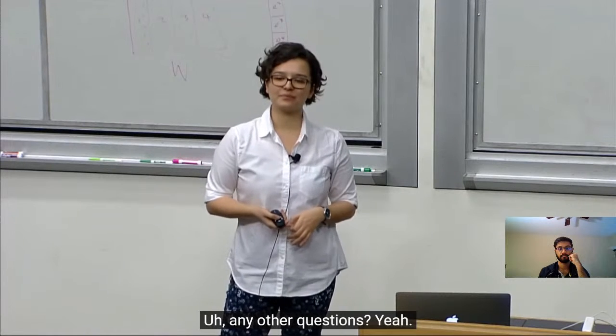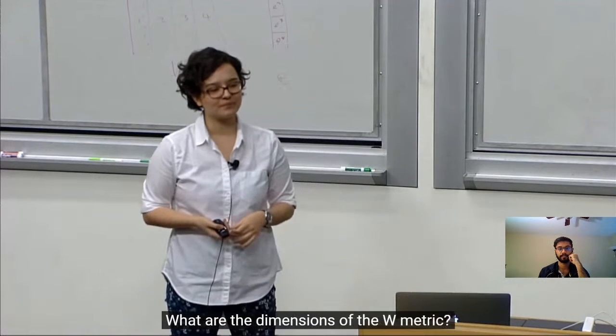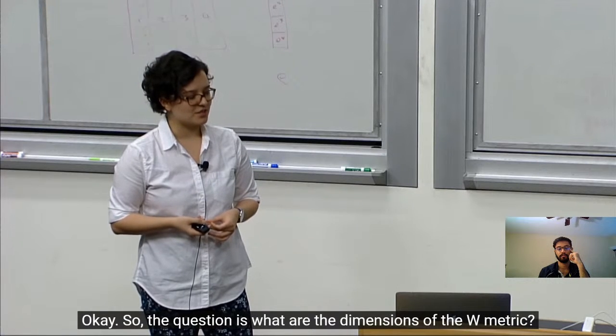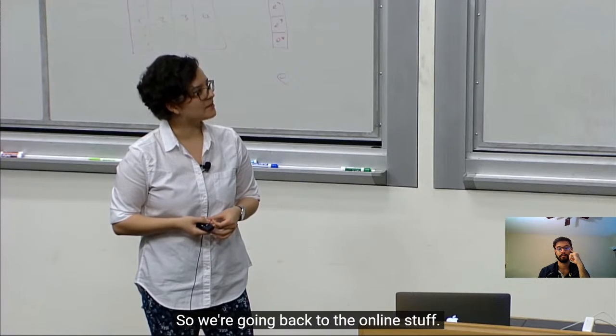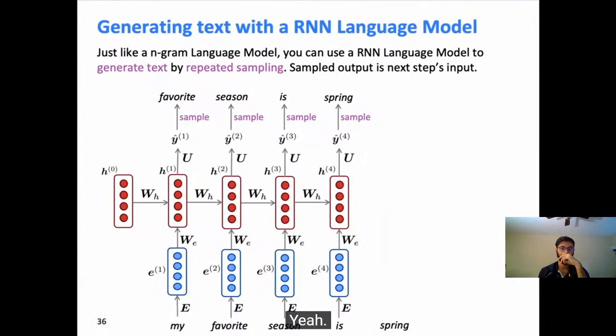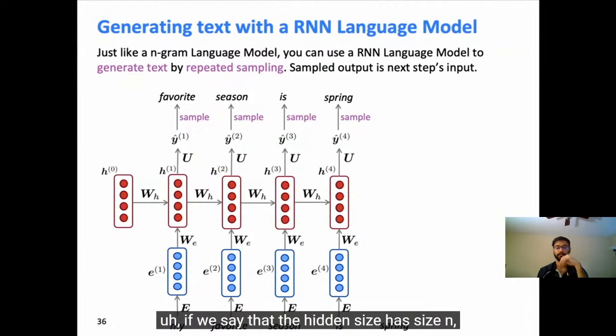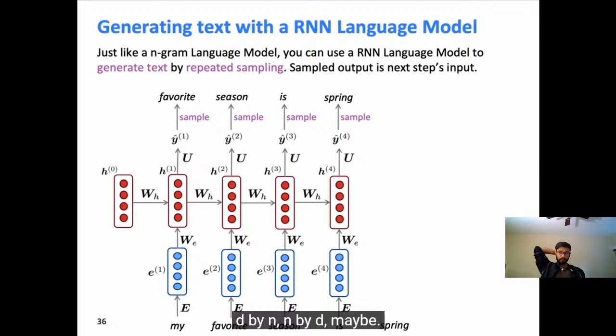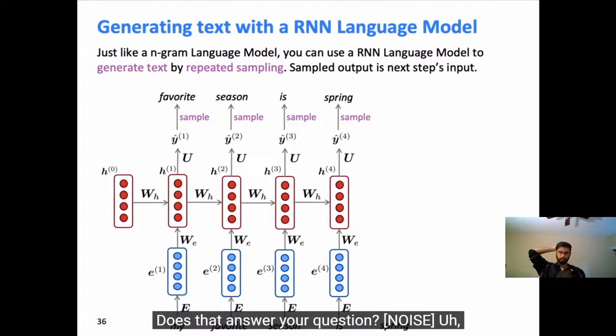Any other questions? Yep. What are the dimensions of the W matrices? So we're going back to the RNN stuff. Are you asking about WH or WE or something else? WH will be, if we say that the hidden size is n, then WH will be n by n. And if we suppose that the embeddings have size d, then WE will be d by n. N by d, maybe. Does that answer your question?